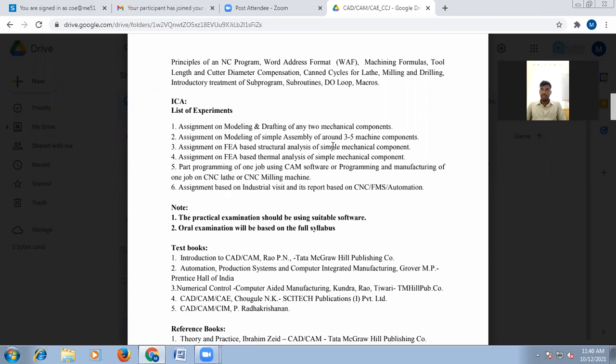Last, the 6th experiment: assignments based on the industrial visit and its report based on the CNC FMS automation.